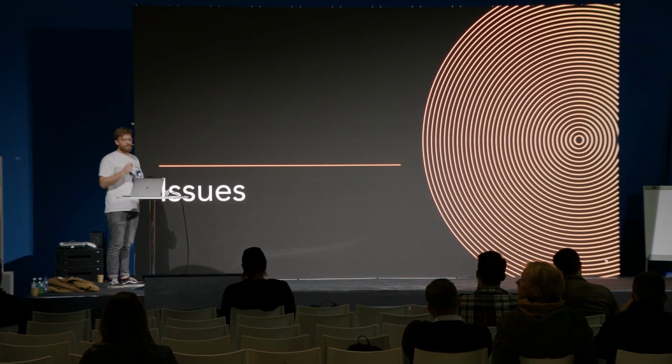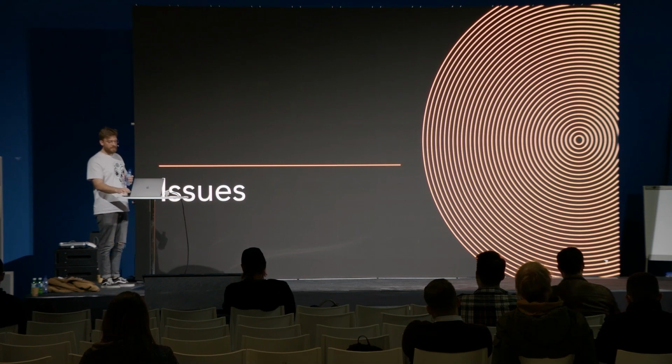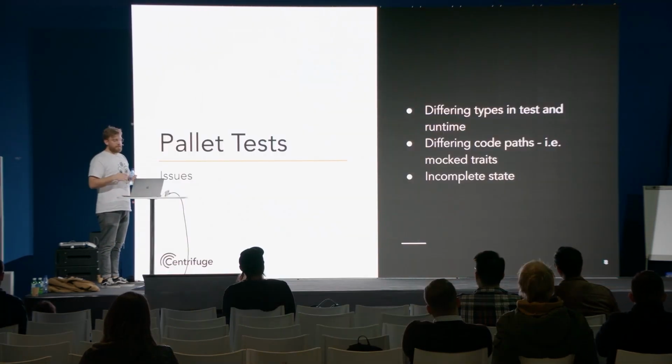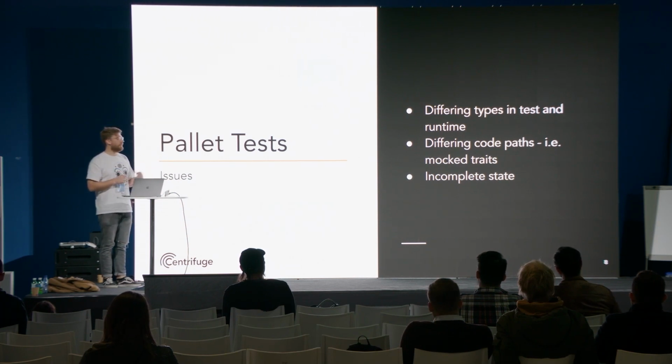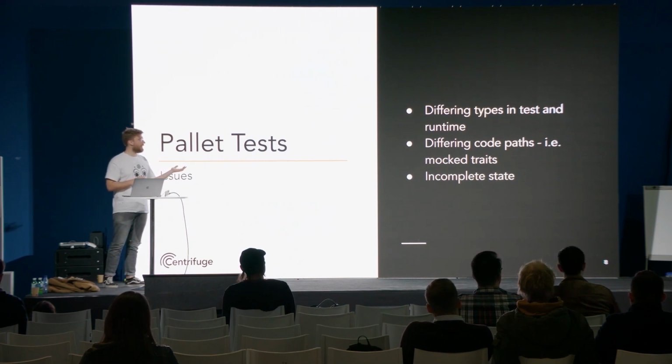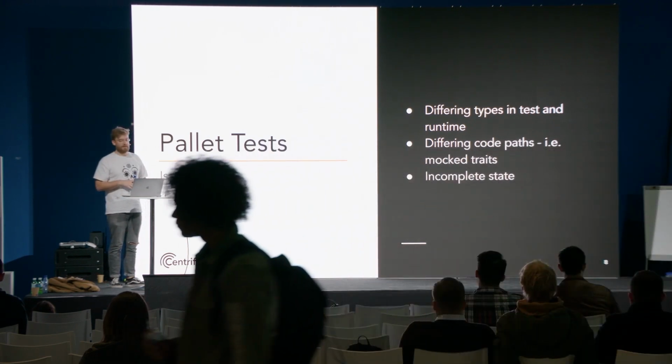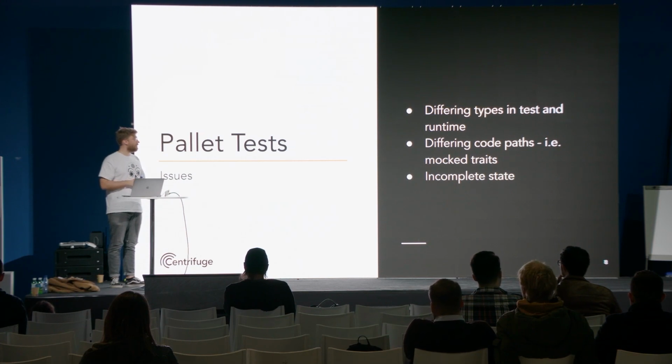And why do I think there are some issues with it? Well, the unit testing tests your pallet isolated from how it's going to be used in the actual runtime. So you will probably have different types. At least we at Centrifuge always have the unsigned 64 as the account ID, while in the actual runtime we use the public key of a public-private key encryption scheme.